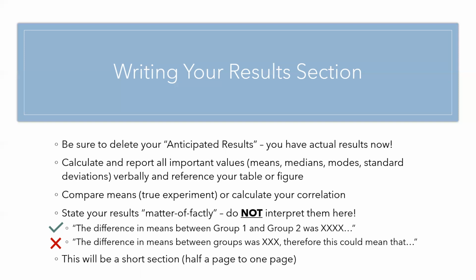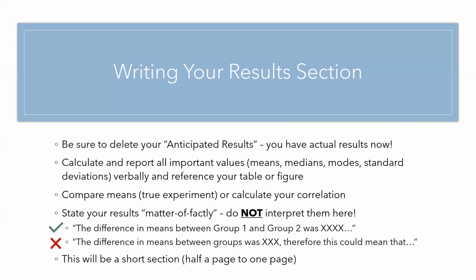Finally, write about all your results in this section matter-of-factly. Don't interpret them. So there are always one or two students who make this mistake, so listen quite closely. Do write something like this. The difference in means between group 1 and group 2 was some value, and just stop there. That's good. Don't write something like this. The difference in means between groups was some value, therefore this could mean that.